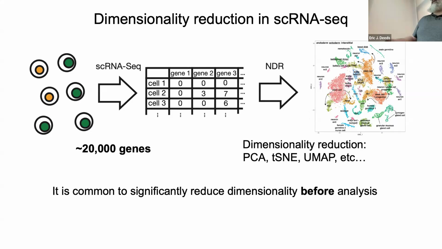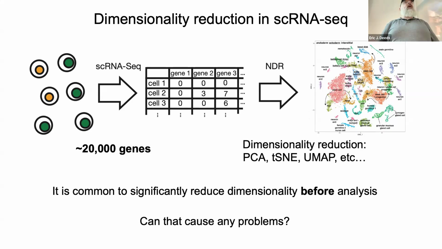And it's universally the case, it's not just common, it's universally the case that dimensionality of this data is significantly reduced before you do any of that analysis to produce these computational models of cell types. And the question that we first started out with in my lab was, can this cause any problems?